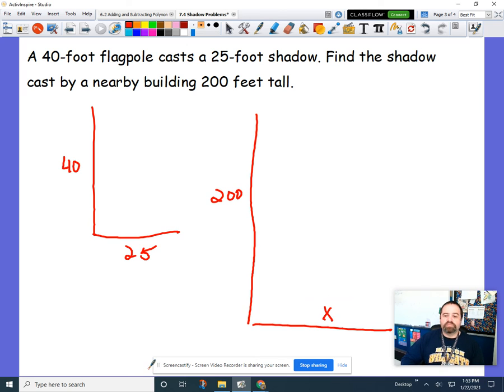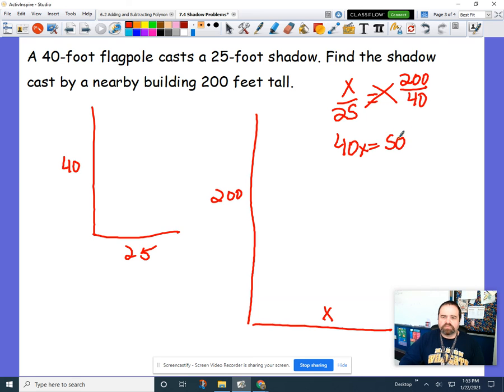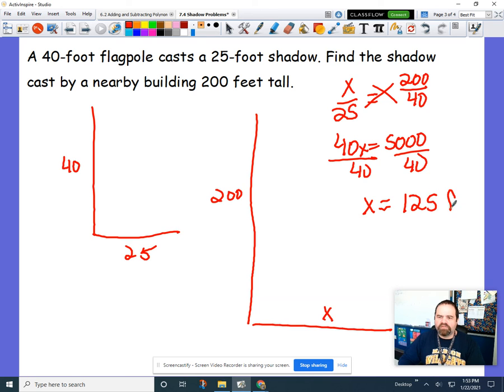Okay. Again, I probably should have read the whole problem before I started drawing my pictures, but my building is way taller than the flagpole. The shadow of the building compared to the shadow of the flagpole is equal to the height of the building compared to the height of the flagpole. Okay, cross multiply. And then when I divide out my 40, the shadow of the building is 125 feet.